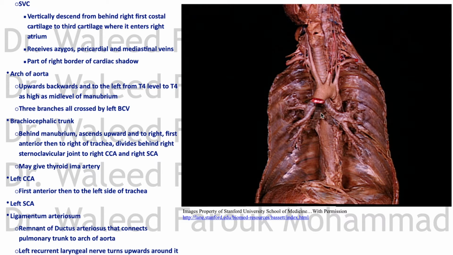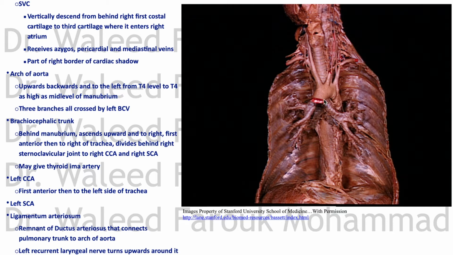Remember, we're not talking about the ascending thoracic aorta, which has branches, the right and left coronaries. No, we're talking about the arch itself. It has three major branches. The brachiocephalic artery, there is only one brachiocephalic artery on the right side, and the left common carotid artery and the left subclavian artery. All the branches are crossed by the left brachiocephalic vein, as we mentioned before.